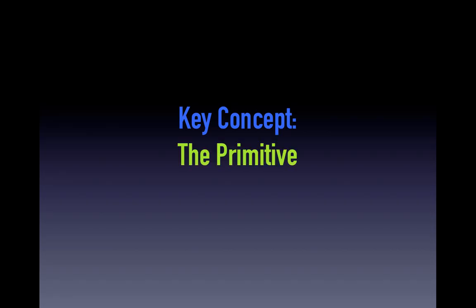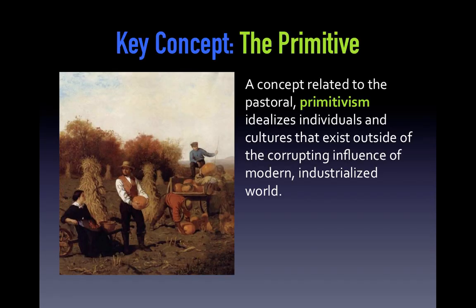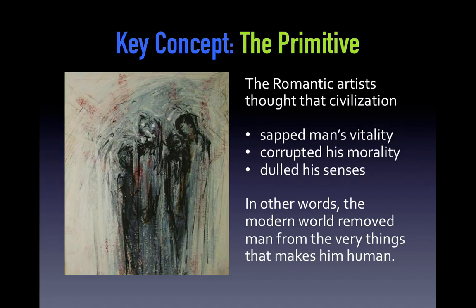A concept related to the pastoral, primitivism idealizes individuals and cultures that exist outside of the corrupting influence of the modern, industrialized world. The Romantic artists thought that civilization sapped man's vitality, corrupted his morality, and dulled his senses. In other words, the modern world removed man from the very things that makes him human.